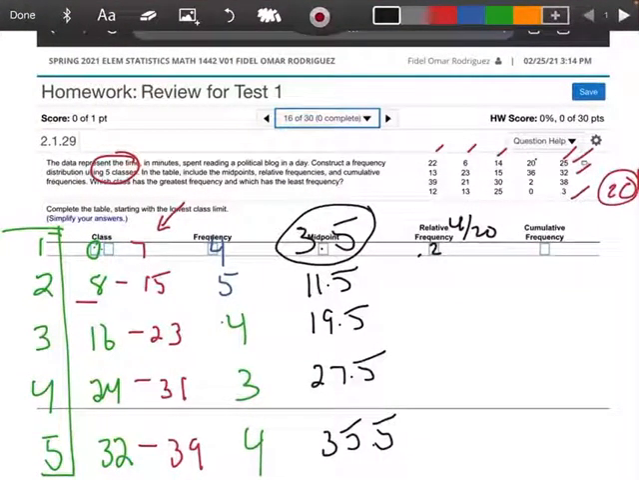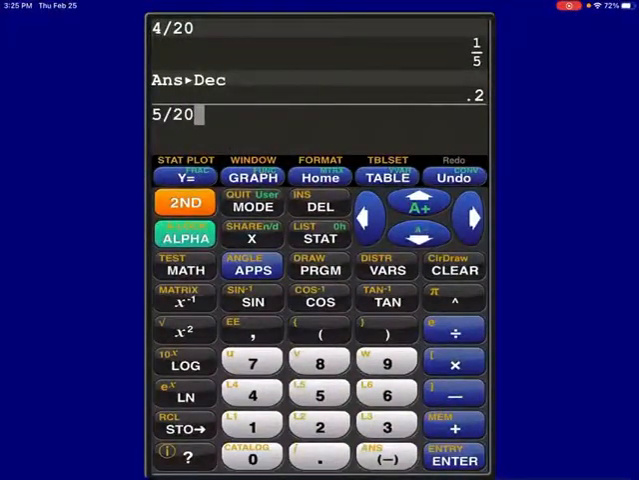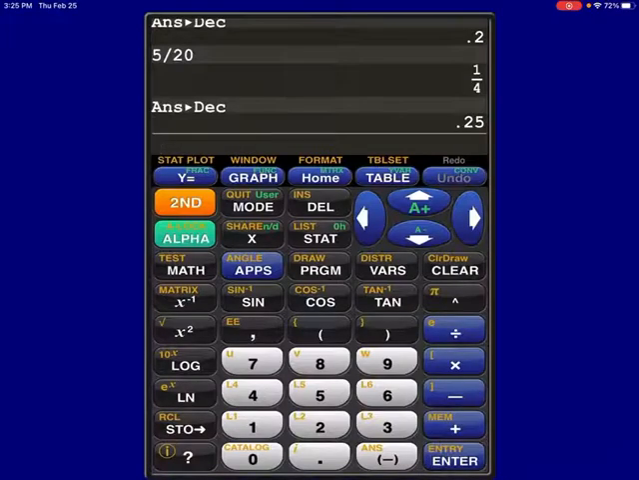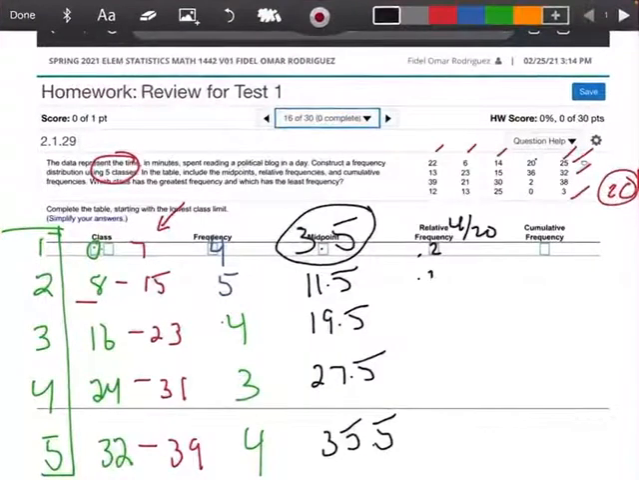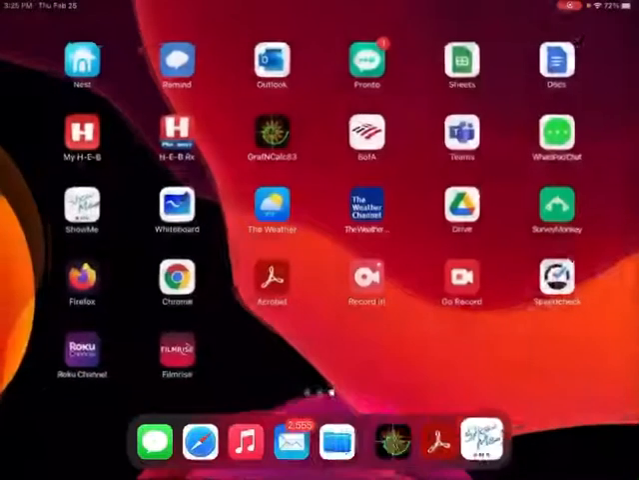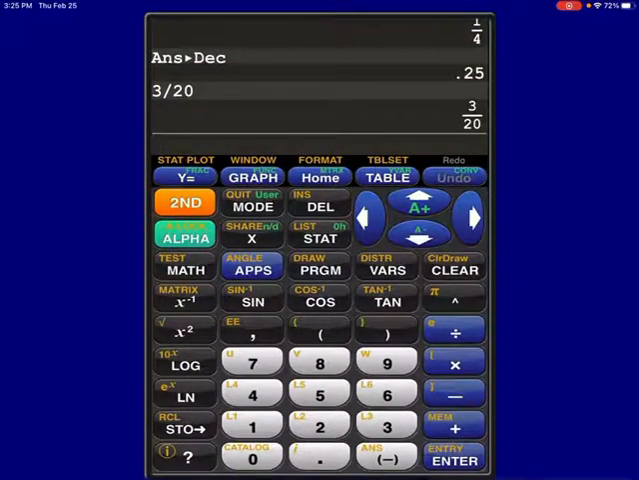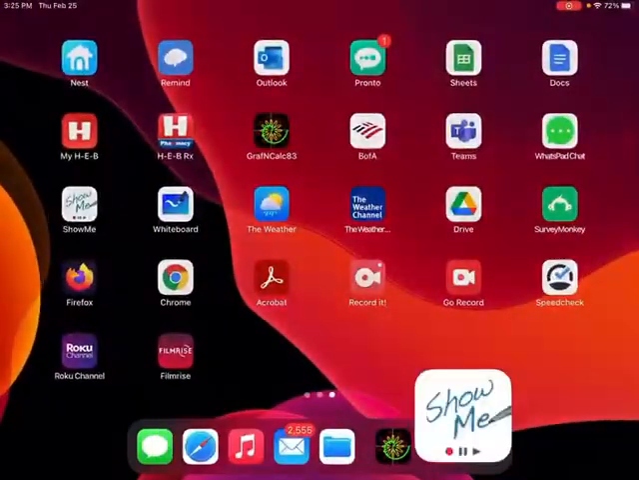And then 5 over 20, I'm just going to keep doing this here. 5 divided by 20, make that into a decimal, 0.25. Okay, 4 divided by 20, we already did that, that's 0.2. This is also down here going to be 0.2, so now I got to do 3 divided by 20. 3 divided by 20, convert that to a decimal, 0.15, excellent.